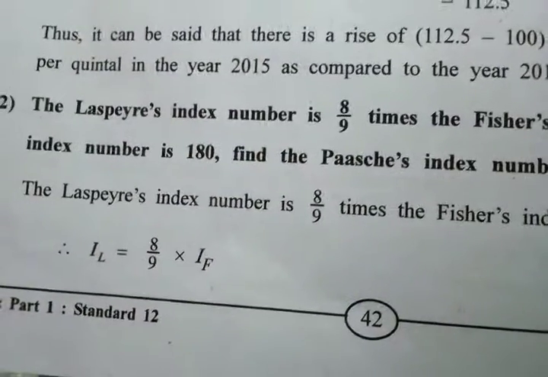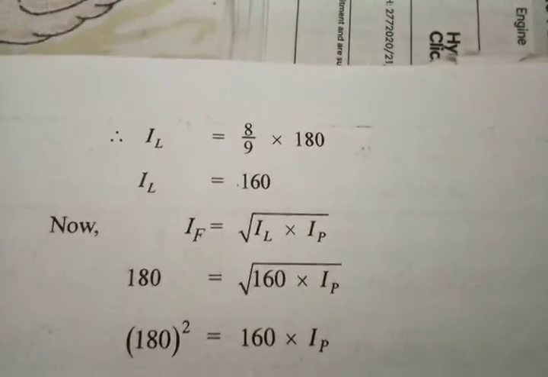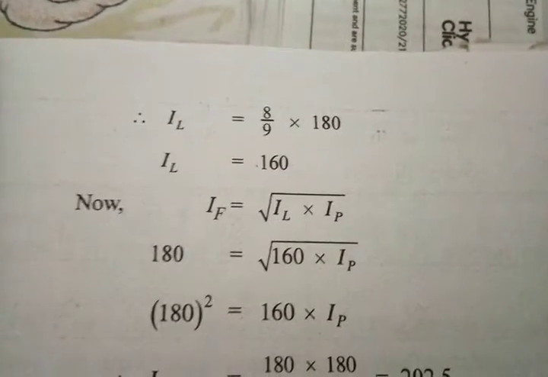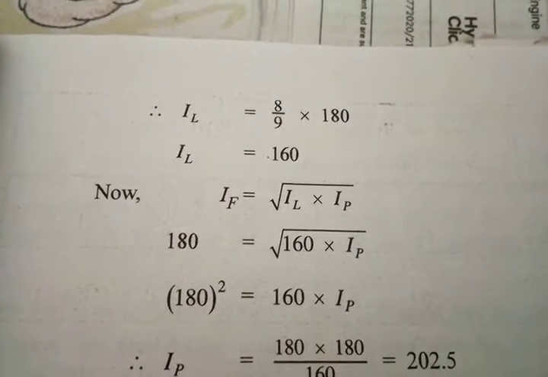So IL is equal to 8 by 9 into IF, and that means IL is equal to 8 by 9 into 180, that is 160. So for IL we got 8 by 9 of 180.